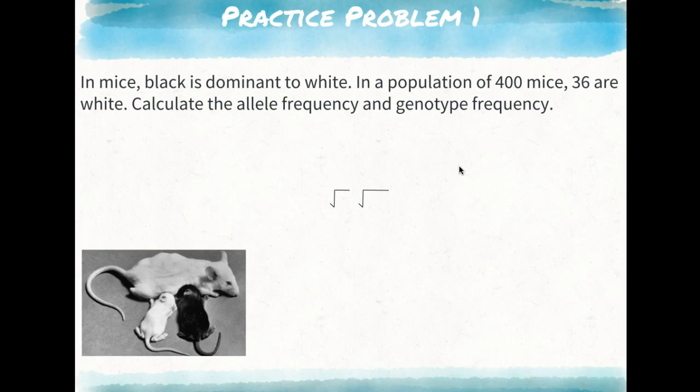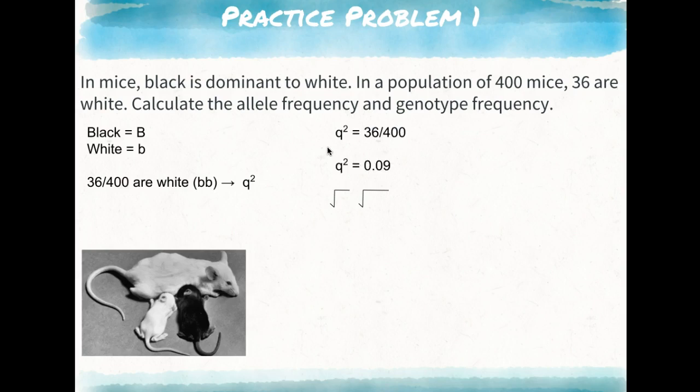So for example, the first question that you guys have says, in mice, black is dominant to white. So I'm going to start by writing down my legend. If black is dominant, we would use a big letter to represent it, and white would be little b. We have a population of 400 mice, and only 36 of them are white. So if I know that they're white, I know that their genotype would be little b, which is telling me Q squared. So I'm going to figure out what Q squared is by dividing 36 by 400.